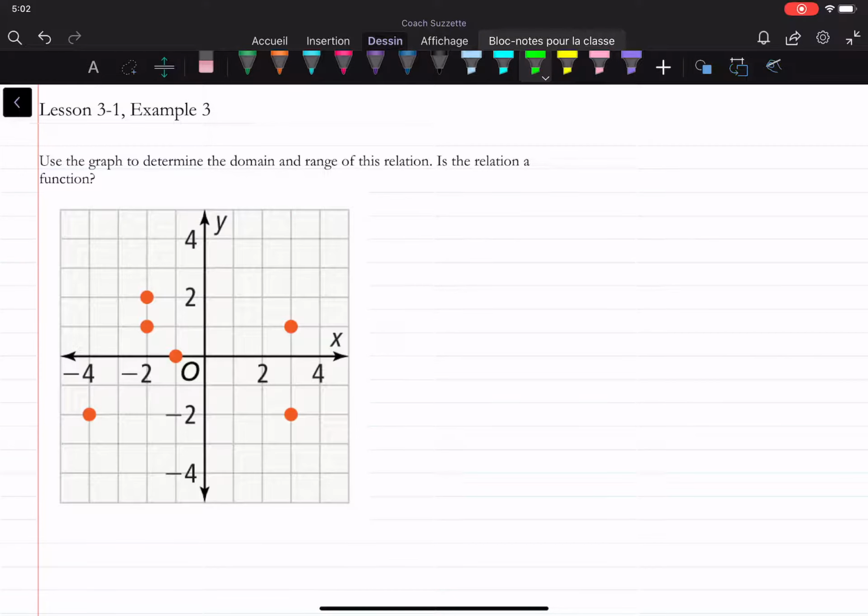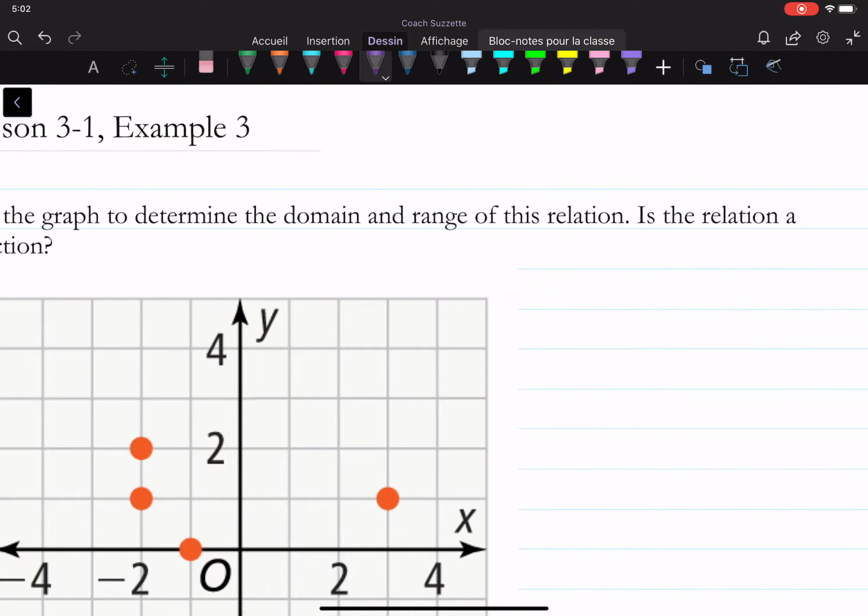Hello and welcome back. Let's learn how to solve this problem. We are given: use the graph to determine the domain and range of this relation. Is the relation a function? Recall that the domain of a function is the set of all valid inputs, or x values, and the range is the set of all valid outputs, or y values.